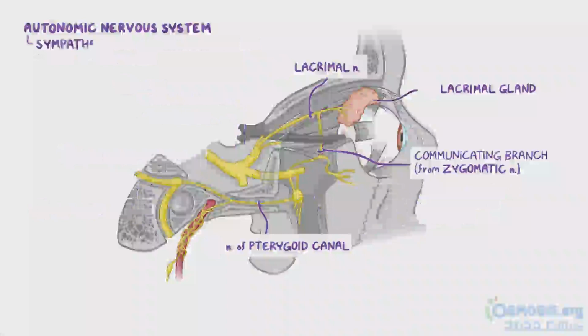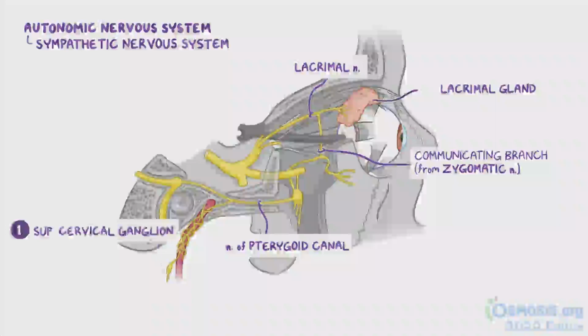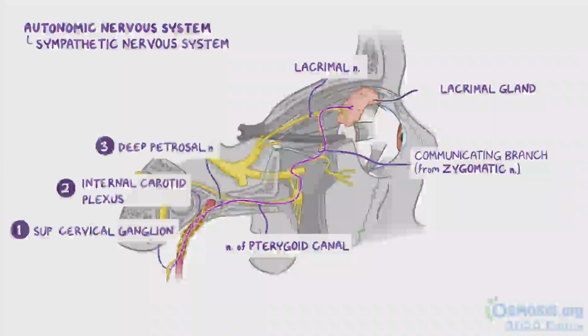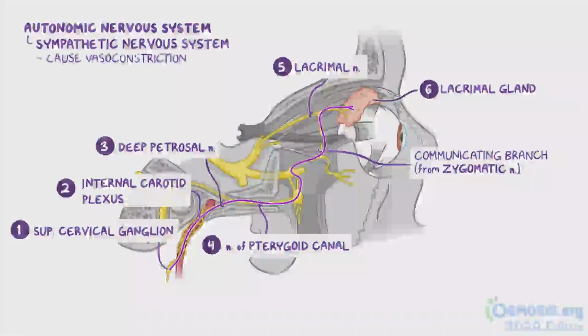On the other side, here is how the sympathetic nervous system reaches the lacrimal gland. First, the postsynaptic fibers of the sympathetic system originate in the superior cervical ganglion, from where they're carried by nerves of the internal carotid plexus, as well as the deep petrosal nerve. These nerves then join the parasympathetic fibers and together form the nerve of the pterygoid canal, and the sympathetic fibers then follow the same pathway via the lacrimal and zygomatic nerve to the lacrimal gland to cause vasoconstriction and potentially reduce tear production.